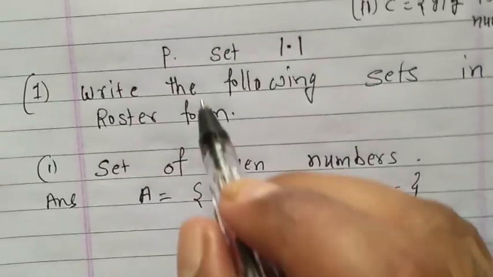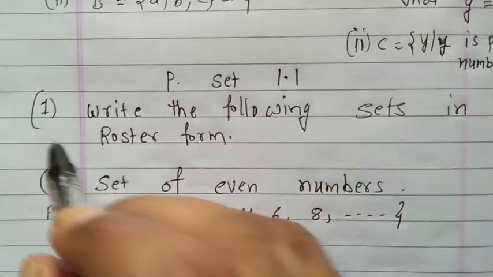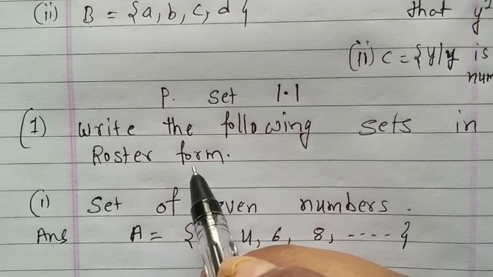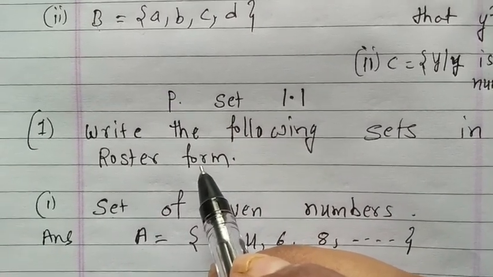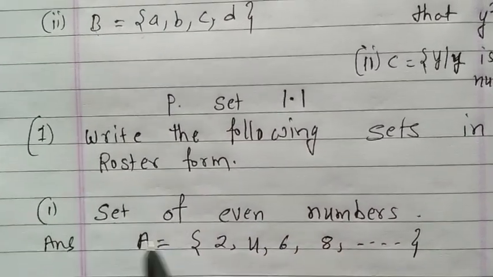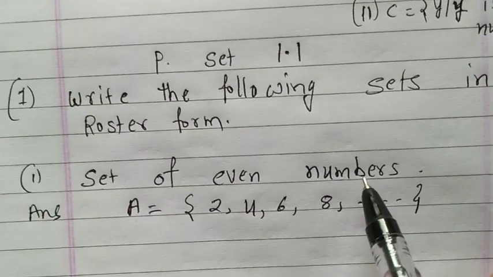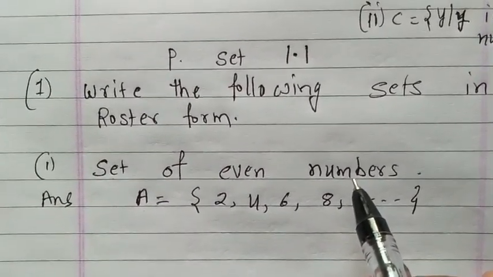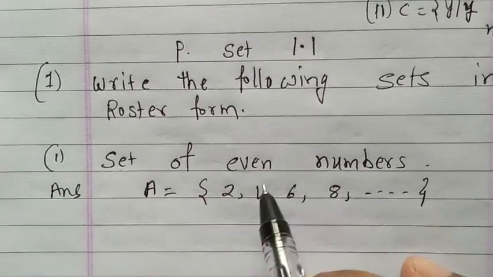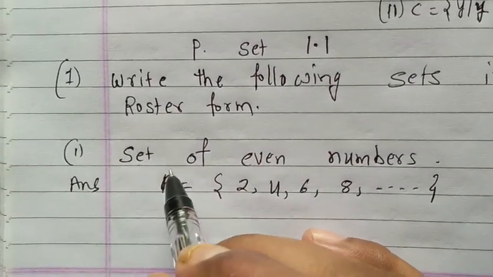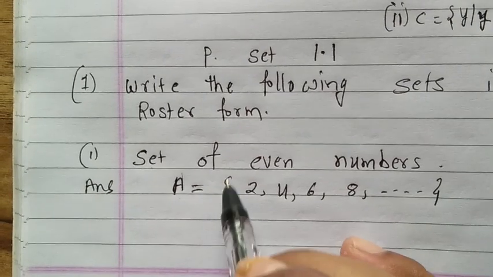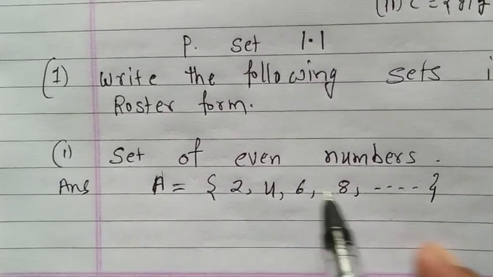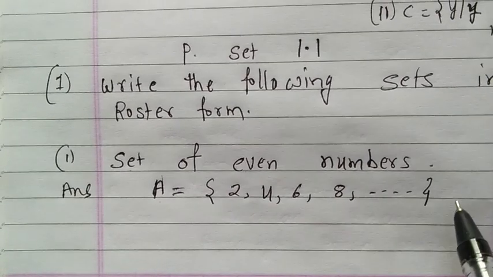Now come to practice set 1.1. What is the question? Write the following sets in the roster form. Roster form means what? Listing method. First question, set of even numbers. So what is the even number? 2, 4, 6, 8 are the even numbers. So how to write? Set A is equal to curly bracket 2, 4, 6, 8, etc.